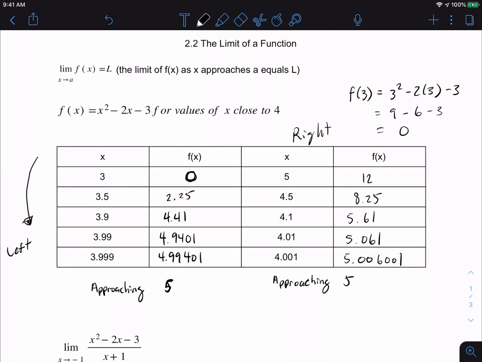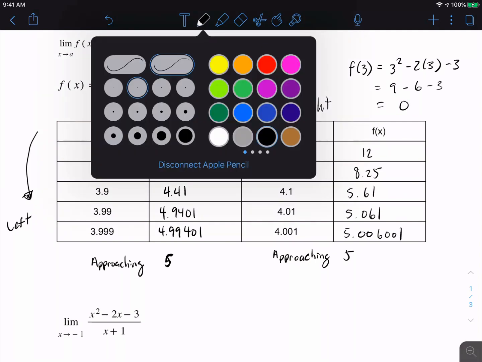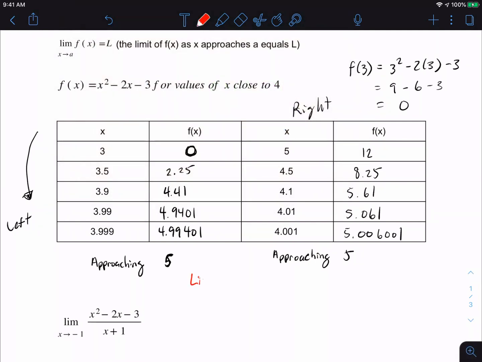So since this thing is approaching from both the left and the right the same number, I can say with great confidence that the limit as x approaches 4 of x squared minus 2x minus 3 is 5. And I can check it. If I plug in 4 squared, that is 16, correct? Minus 8 gives me 8. Subtracting 3 yields that 5. And so we end up getting what the limit was by making a table.